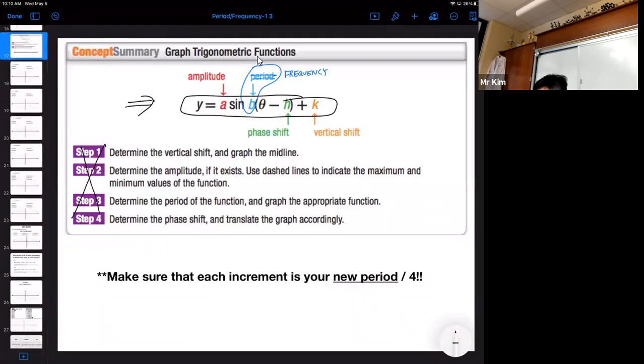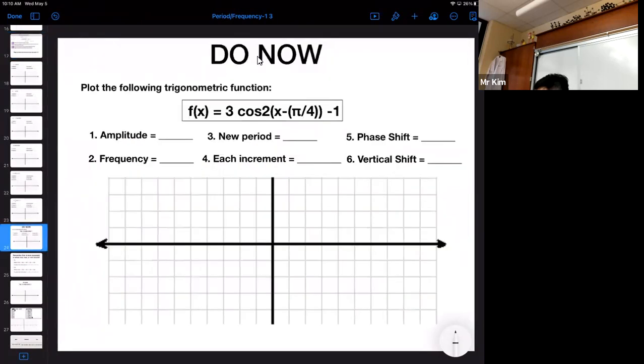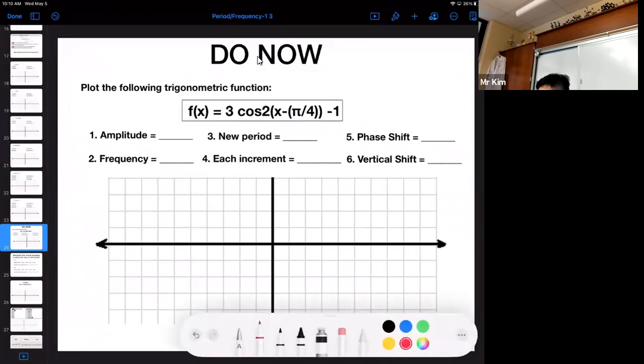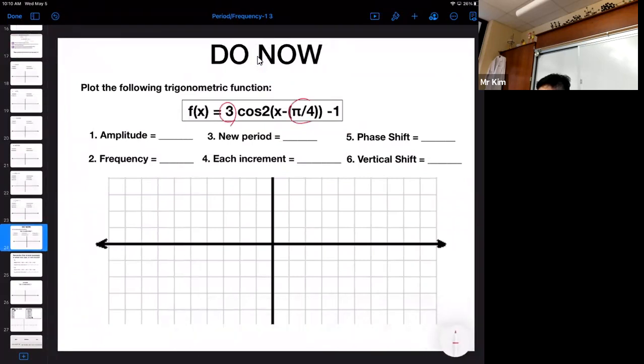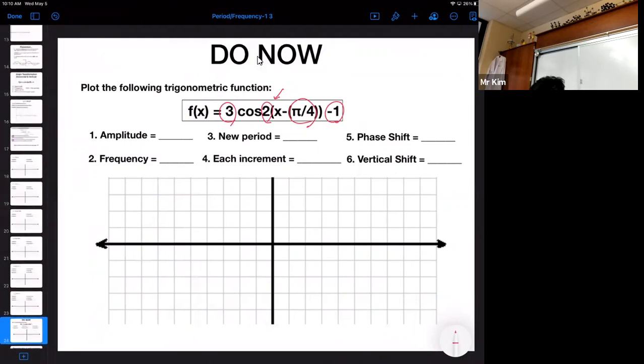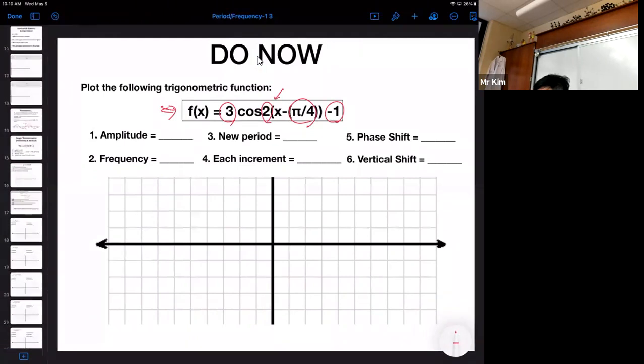To give you an idea of how difficult the type of question you're going to be getting, now you're going to see everything. I'm not going to ask you to do this right now. Not only would you have amplitude, phase shift, and a vertical shift, now you also have what we call a frequency to deal with as well. This is where we want to get to. Before we can do these, we have to go over the basics.